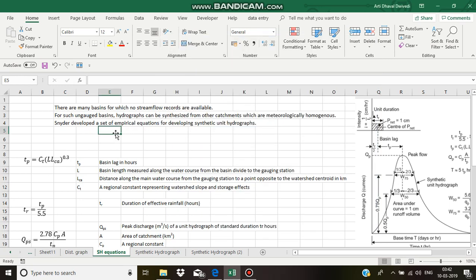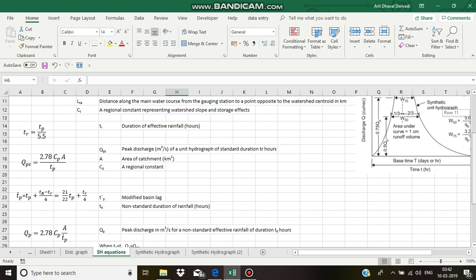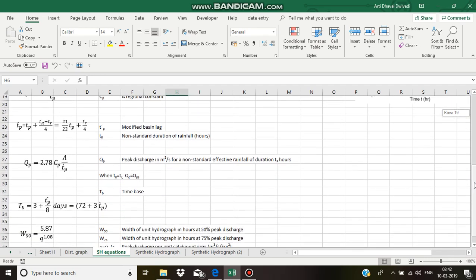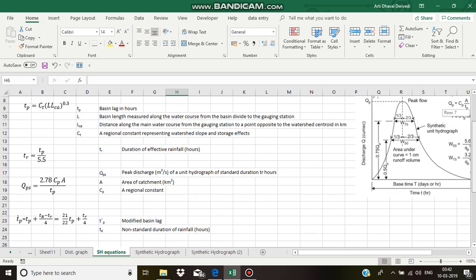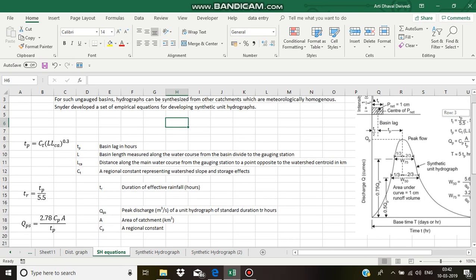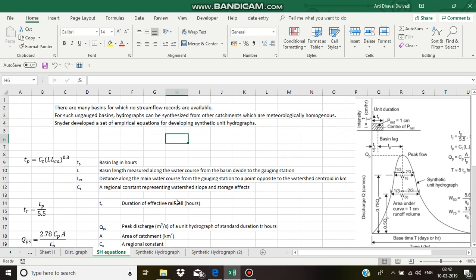There are many basins for which no stream flow records are available. For such ungauged basins, hydrographs can be synthesized from other catchments which are meteorologically homogeneous. Snyder developed a set of empirical equations for developing synthetic unit hydrographs. These are the equations developed by Snyder. We will use these equations to form a synthetic unit hydrograph of an ungauged basin.